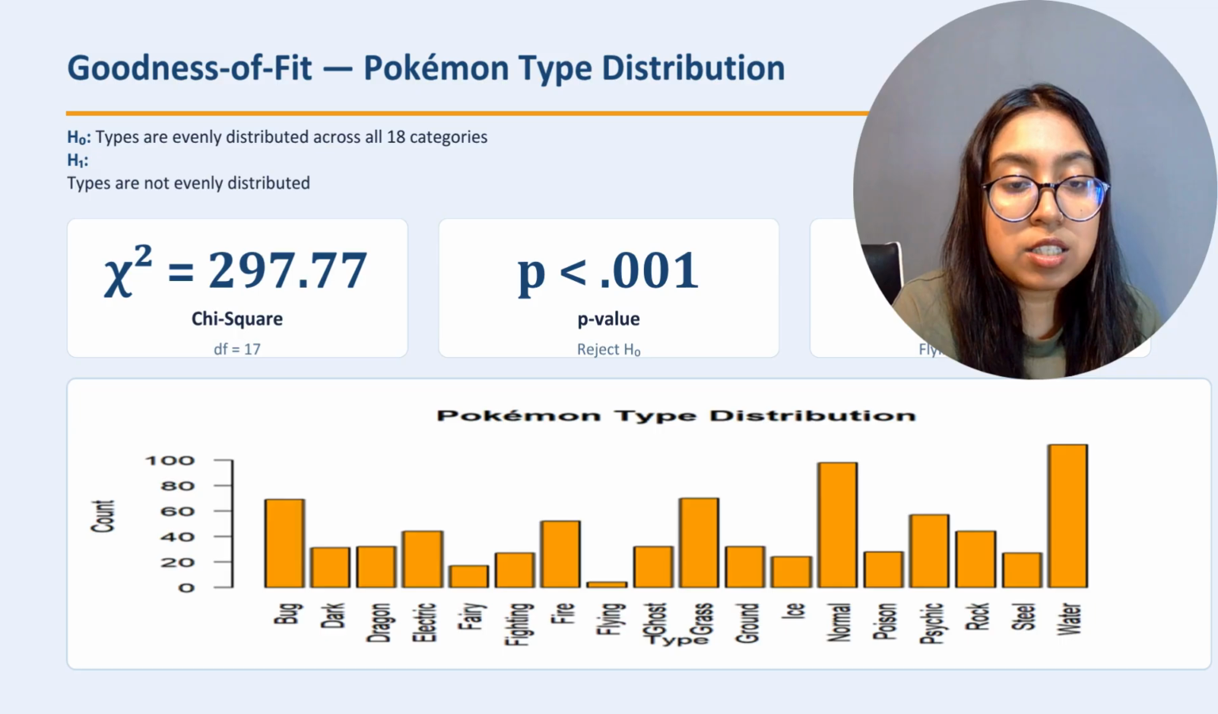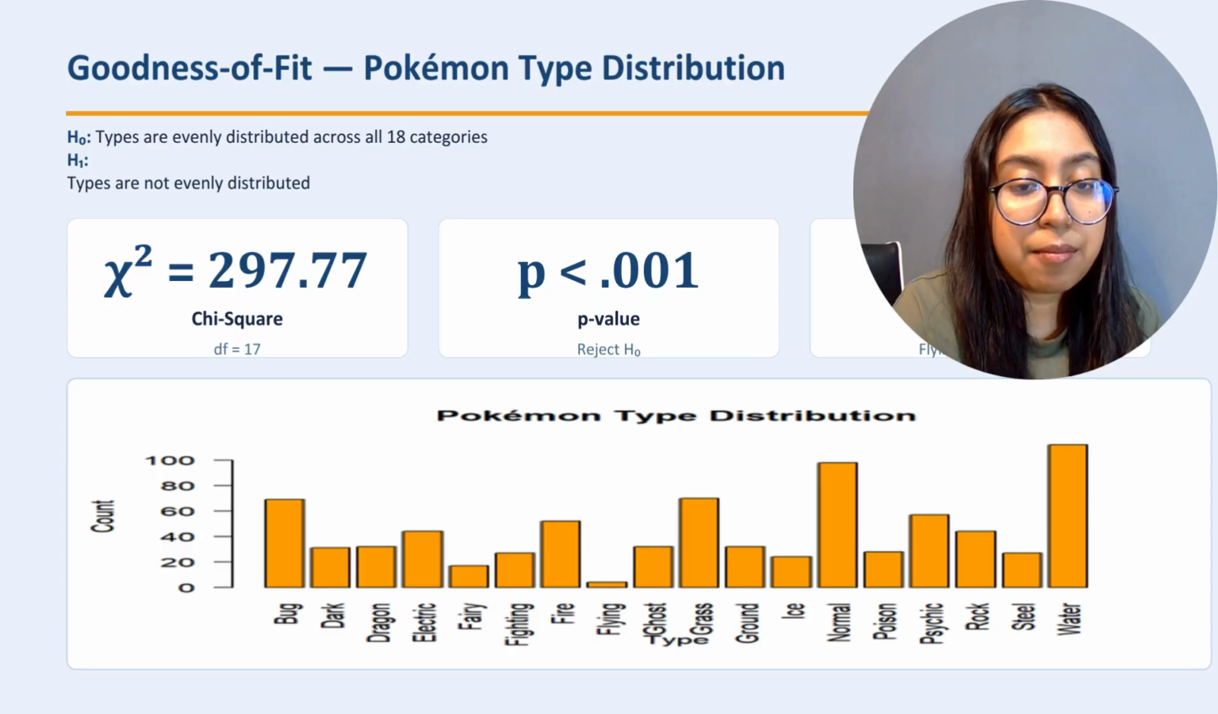We calculated the chi-square statistic as 220.97.77 with 17 degrees of freedom, giving a p-value less than 0.001. This is a massive test statistic, and we clearly reject the null hypothesis. Looking at the bar chart, the distribution is highly skewed. Water type is the most common with over 110 Pokemon, followed by normal with nearly 100.